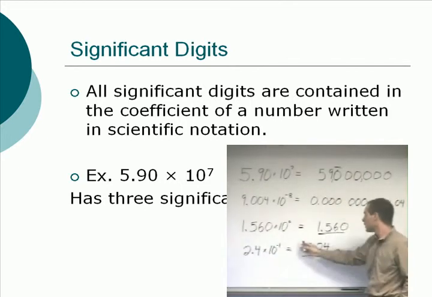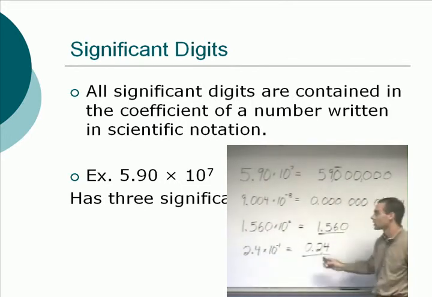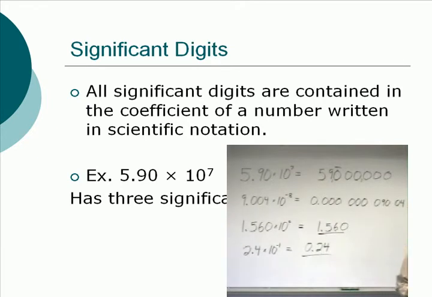2.4 times 10 to the negative 1, 0.24. Here they both have 2 sig digs. So it's really not much of an issue. If there's any question, we have a number in scientific notation, all the sig digs are in the coefficient. 5.90 times 10 to the 7th does have 3 significant digits.